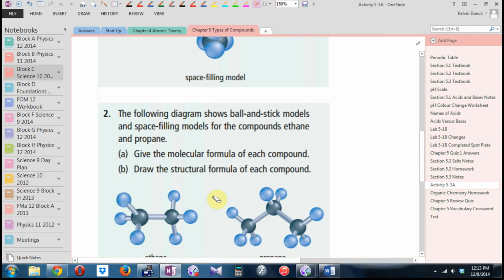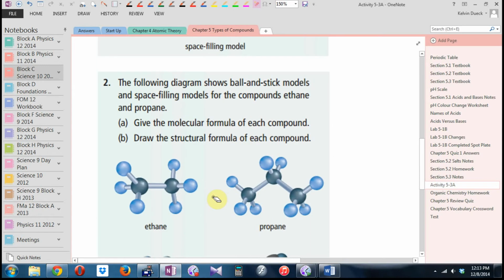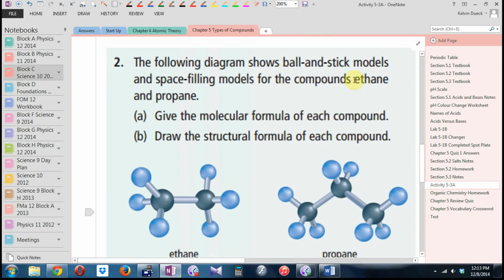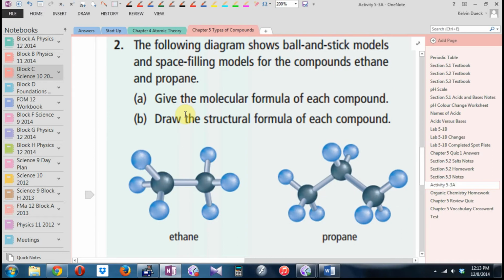What we want to look at, and this is a question I'm going to give you on your test, so I like this question. I'm going to give you a ball and stick diagram on your test and say, hey, tell me the formula. It says, the following shows ball and stick models for ethane and propane, flammable gases. Propane we use in barbecuing all the time. It says, A, give the molecular formula for each compound.